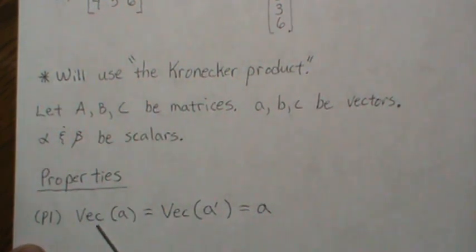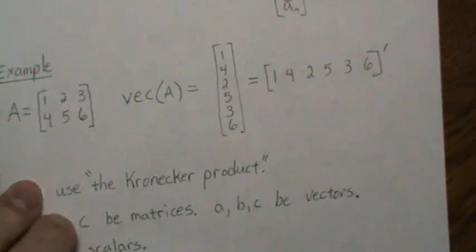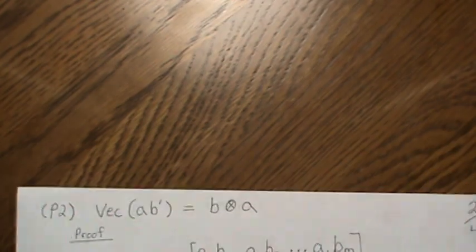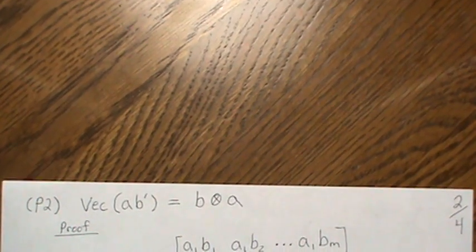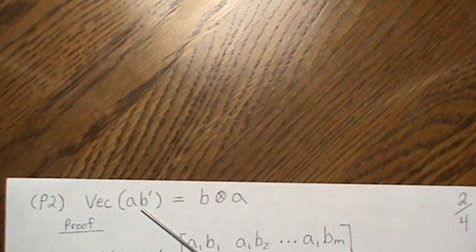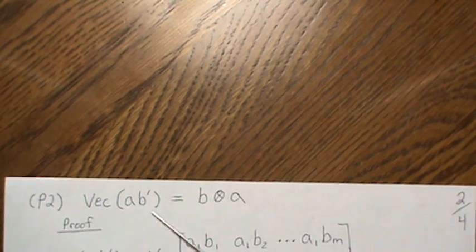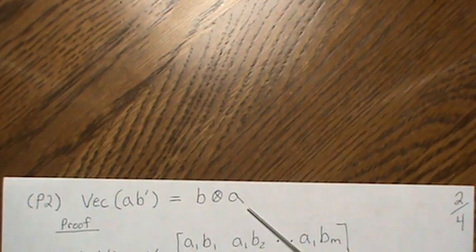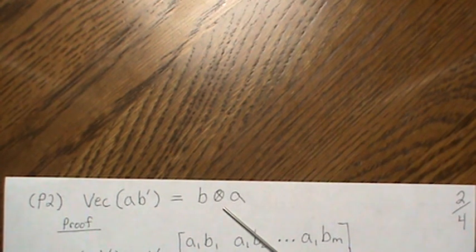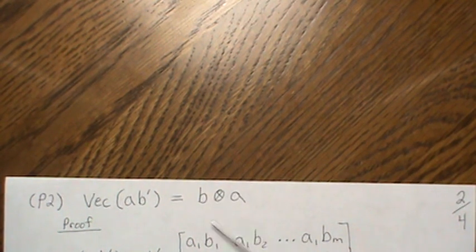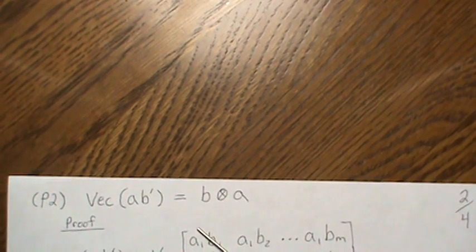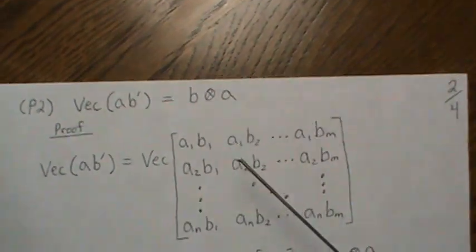So property 1: the Vec of a vector is equal to the Vec of a, so this is a column vector and the Vec of a row vector. They're all the same, and it's just the column vector A. So property 2: the Vec of this vector multiplication is equal to B cross A, where this is the Kronecker product. So this says this is a vector, and take A times each of those components. And so what we want to do is show that.